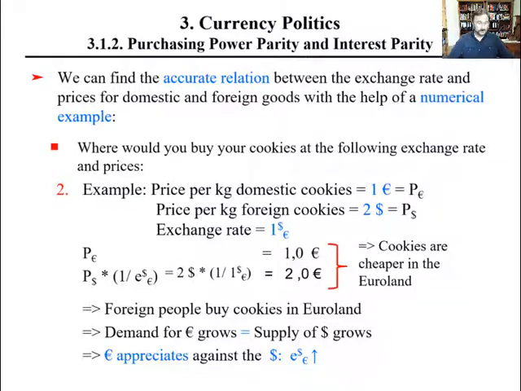And this means, of course, that an exchange rate of $1 per euro can also not be the equilibrium exchange rate. So we have now found an exchange rate which is too low, and in the first example the exchange rate was too high. And this means, of course, that the equilibrium exchange rate should lie somewhere in between $1 per euro and $4 per euro.